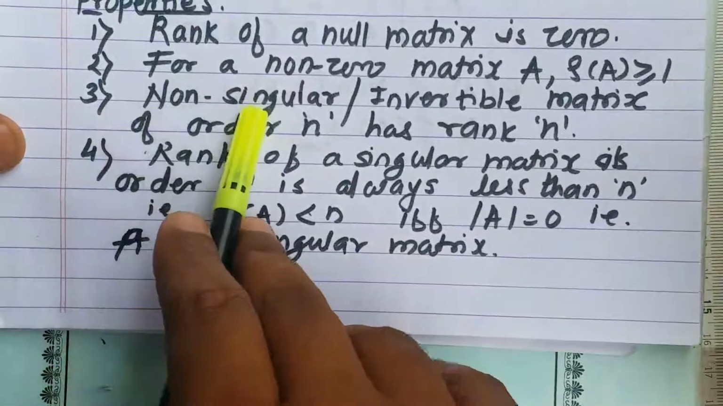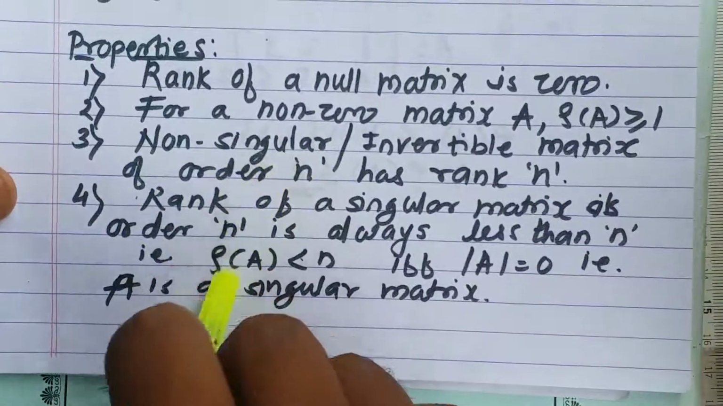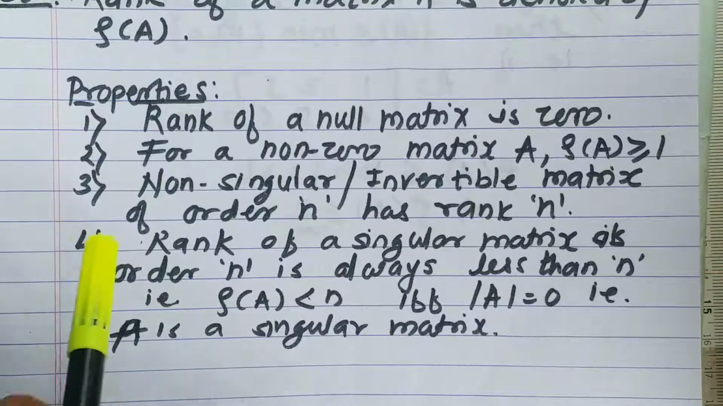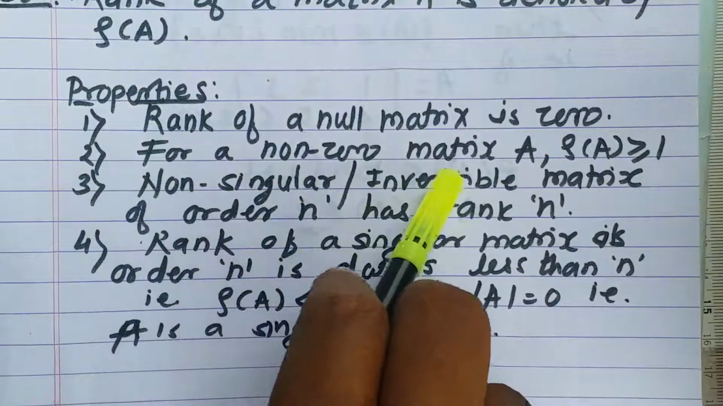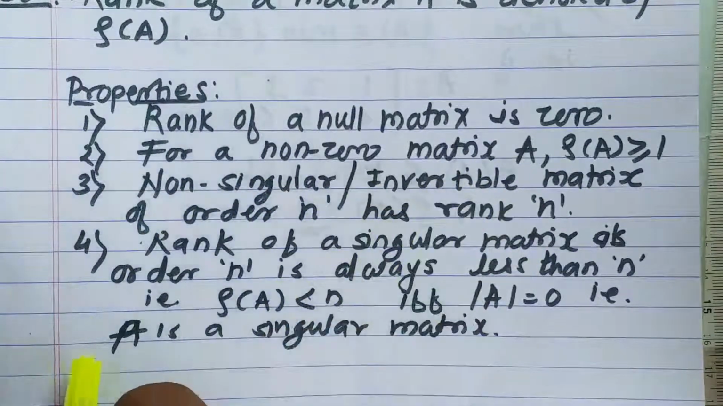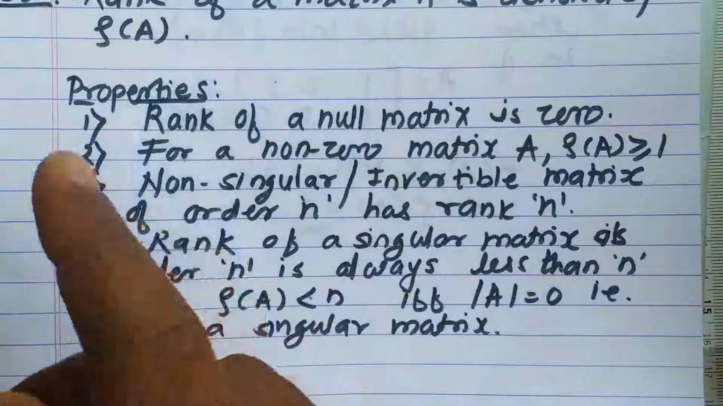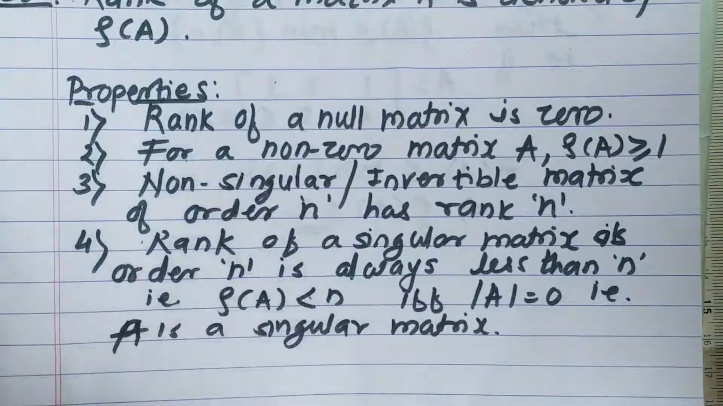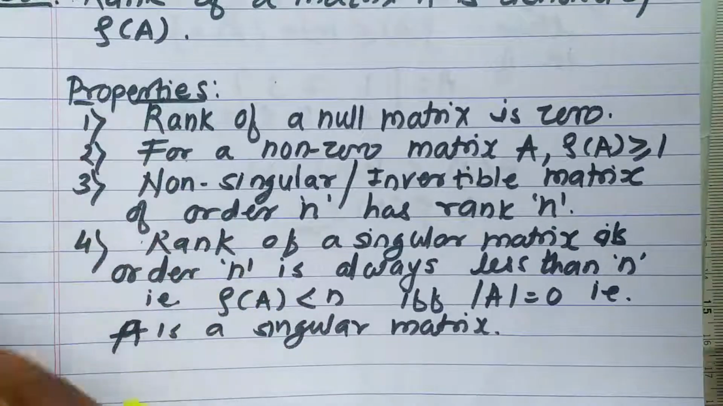Third property, non-singular, which is also called an invertible matrix of order n. So if you have in front of us a non-singular or invertible matrix, it means its determinant is non-zero. Okay, so if we have a non-singular or invertible matrix of order n, then the rank of that matrix has to be n. So if you have a 3 by 3 matrix and its determinant is non-zero, it means it is a non-singular matrix, then directly we can say that the rank of the matrix is 3, because for a 3 by 3 matrix the highest order of minor is 3.